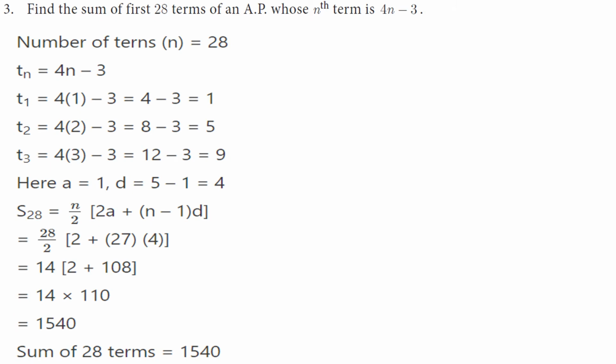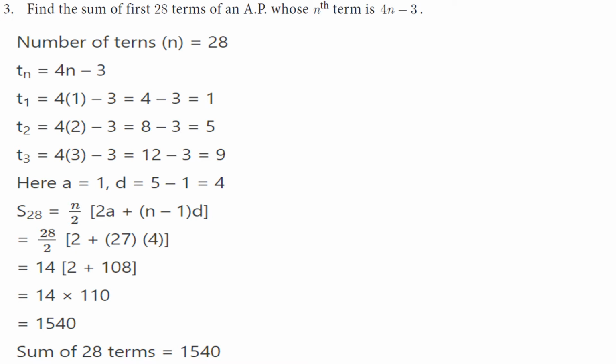Find the sum of first 28 terms of an AP whose nth term is 4n minus 3. First, the number of terms is 28. Here the nth term, that is Tn, equals 4n minus 3. So you substitute n equal to 1. T1 equals 4 into 1 minus 3, equals 4 minus 3, equals 1. T2 equals 5 and T3 equals 9.